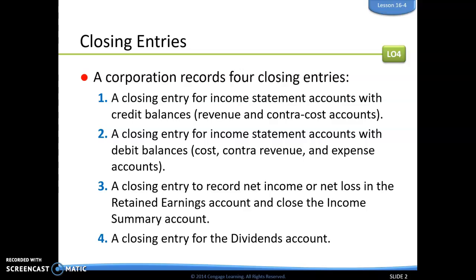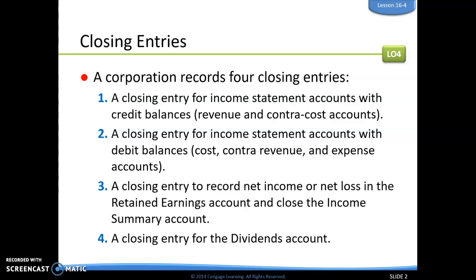So first of all, a corporation is going to record 4 closing entries. So you will need to know these 4 closing entries. First, there will be a closing entry for income statement accounts that have credit balances. These accounts are going to be our revenue and our contra cost accounts. Second, we're going to have closing entries for income statement accounts that have debit balances. This will be our cost, our contra revenue, and our expense accounts.